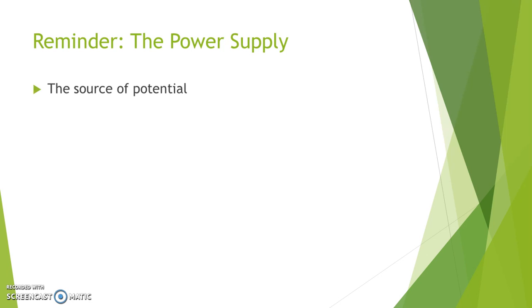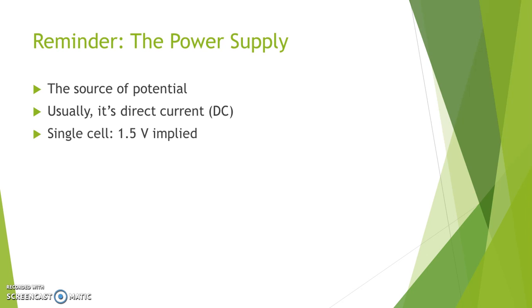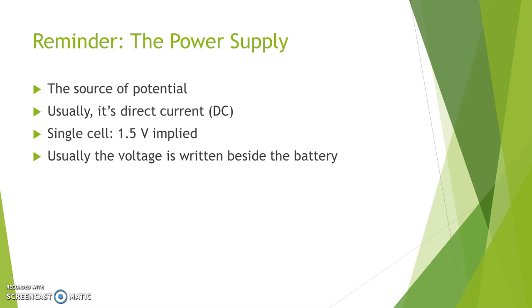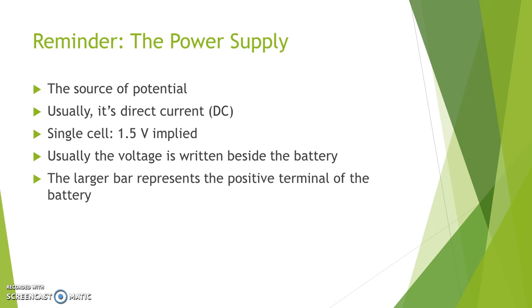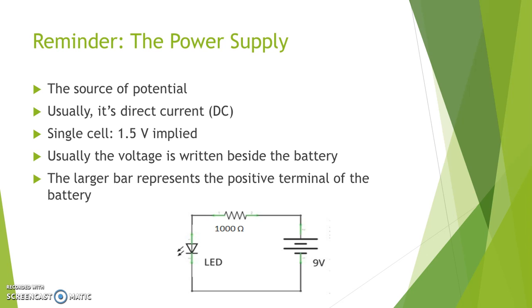So the power supply, of course, is the source of electrical potential. And in our class, we will stick to direct current, or DC. And if you see a single cell battery, 1.5 volts is implied, but almost always you'll see the voltage written beside the battery symbol in the schematic. The larger bar represents the positive terminal of the battery, so we can see it at the top here.